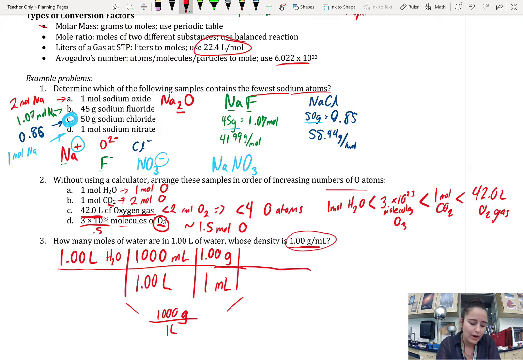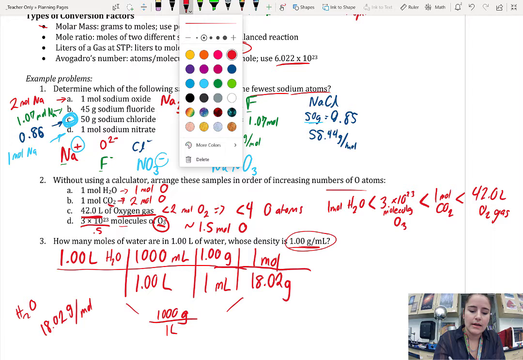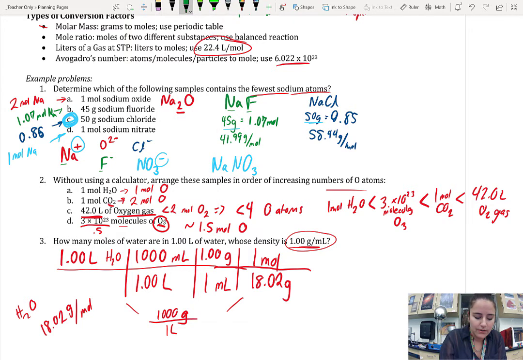And then we need the molar mass of water. The molar mass of water is 18.02 grams per mole. So 18.02 grams is 1 mole. Okay? And you guys can see how those units work out.